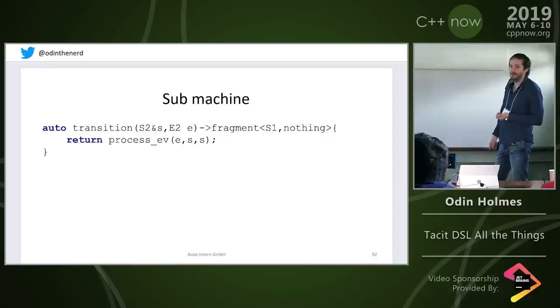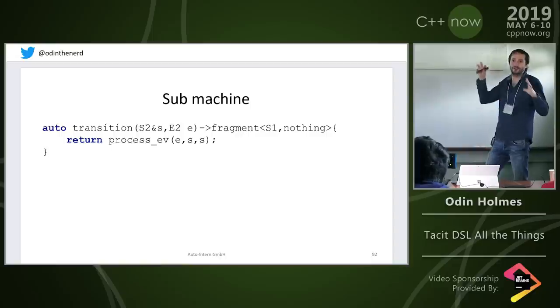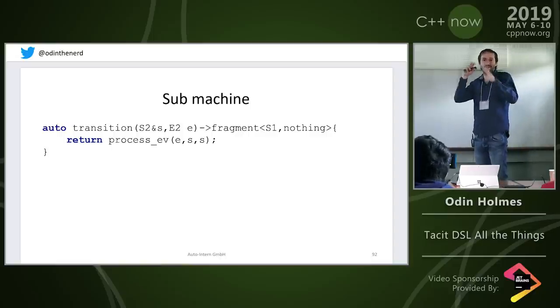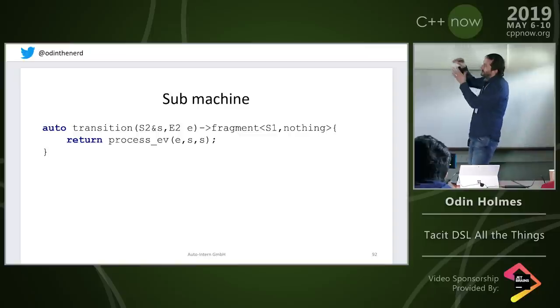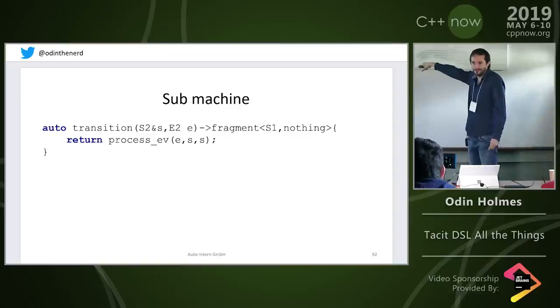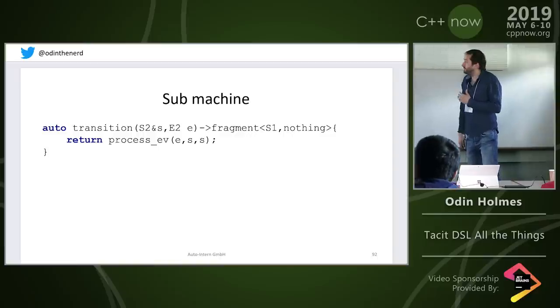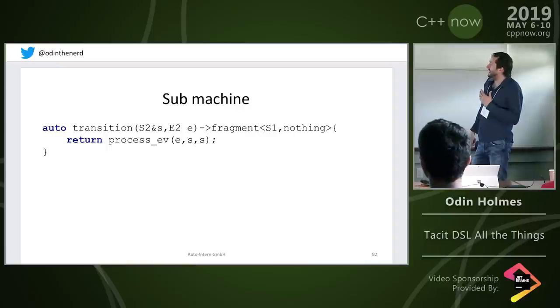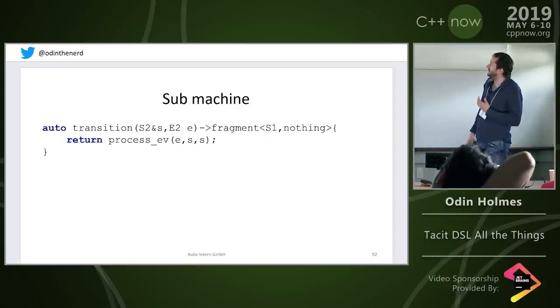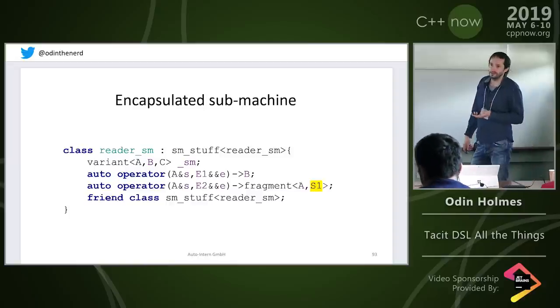What if I want a submachine? What if I want a hierarchical state machine? Well, one of those states could just be another state machine, which is another sum type. And every time, I'm going to have the same pattern again and again, where the transition, when I'm in that submachine, is just forwarding events to the submachine. Because I'm going to have this again and again, why don't I factor this into some CRTP base class?